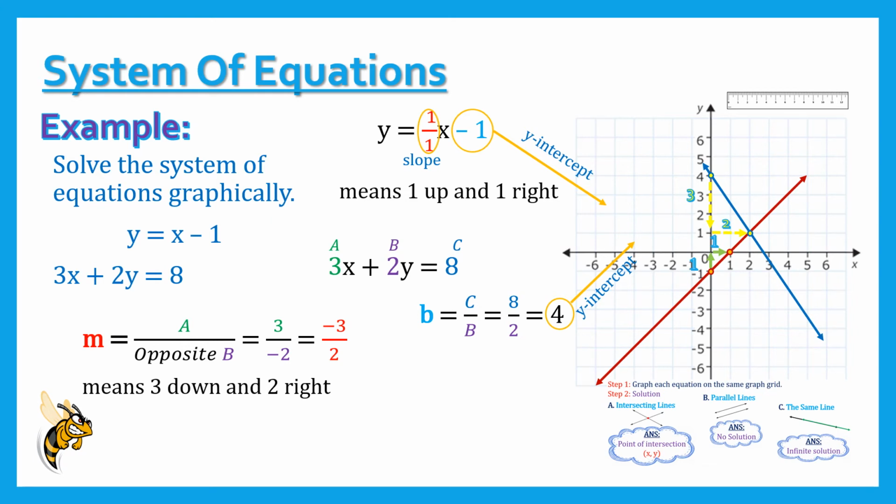As we can see, both lines intersect at (2, 1). x is 2 and y is 1. And that would be your answer for your system of equations.